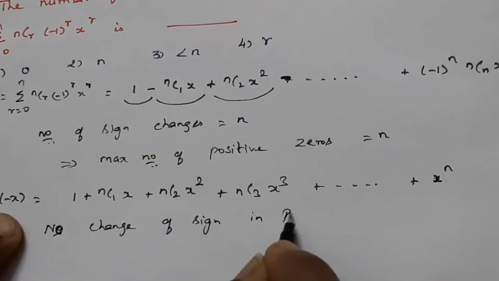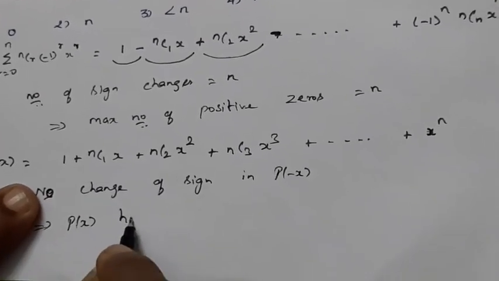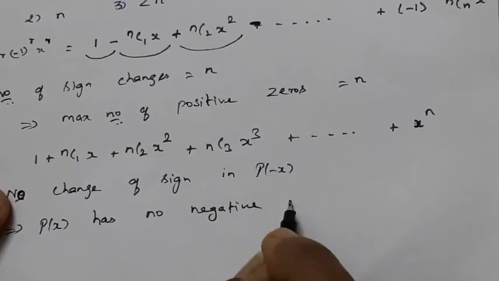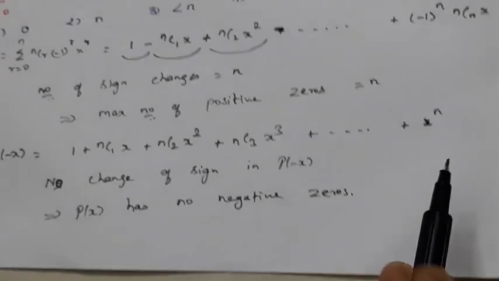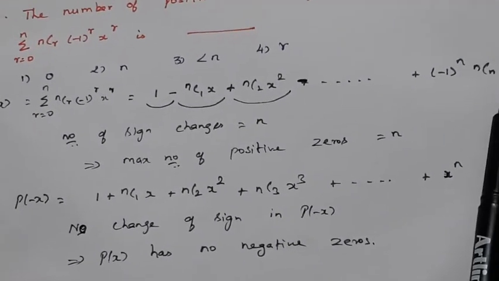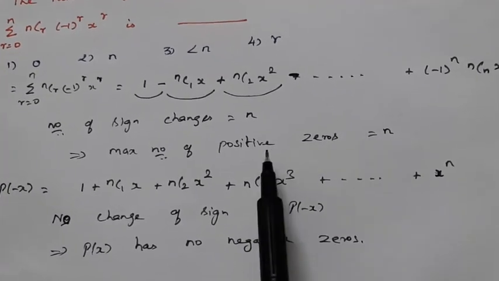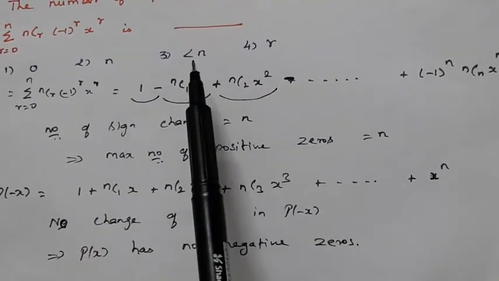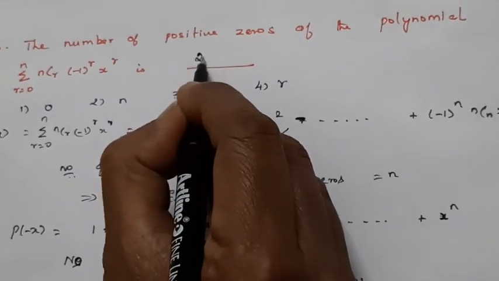No change of sign in p of minus x. So this implies that p of x has no negative real zeros. And then as it is of degree n, it should have n zeros and no negative zeros here. Therefore, all the n zeros must be positive, and therefore the number of positive zeros of the polynomial is exactly n. So which is nothing but option number 2, n.